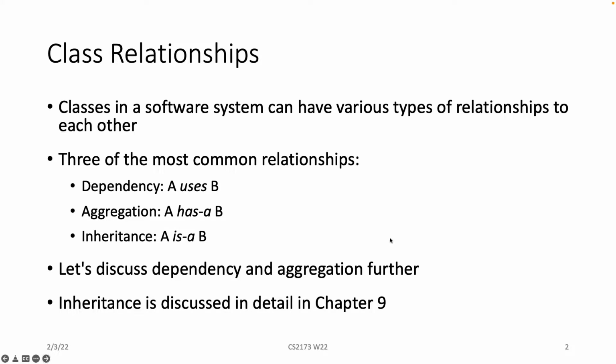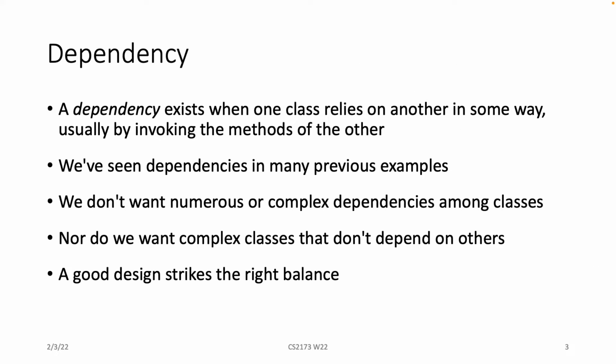And again, we're going to chapter 9, which is after we finish chapter 7, having done already chapter 8. We're going to look at that in much more detail. So the dependency is when you rely on some other class, usually by invoking the methods. And we've seen some. If you think about it, you can think of some examples of that.